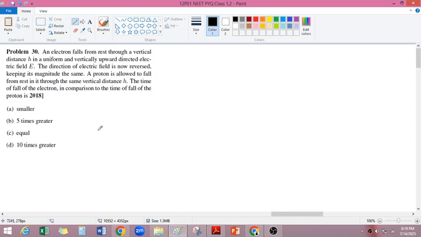An electron falls from rest through a vertical distance h in a uniform vertically upward directed electric field E. So that means the electric field is directed upwards. So that means this is plus and this is minus. That's the meaning of directed upwards.